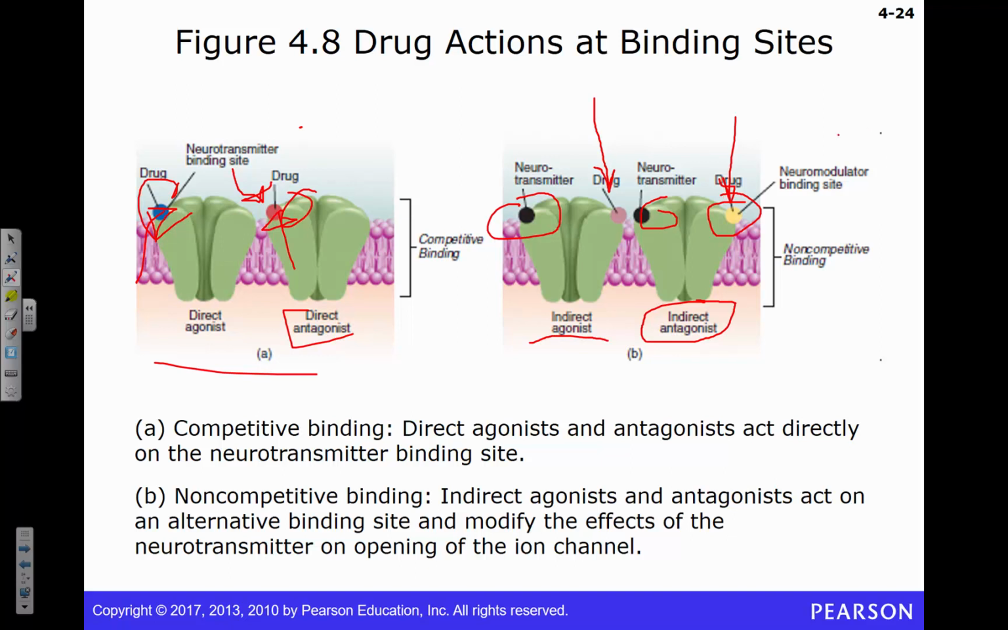So, non-competitive, the drug is going to override the neurotransmitter. Competitive, they're both competing for the same location. Okay? Questions about that?